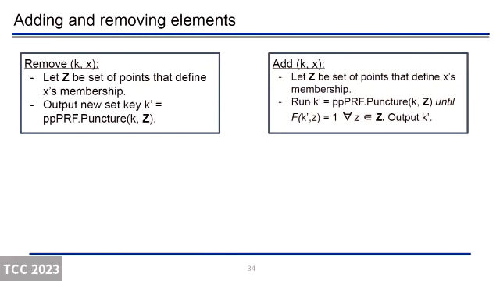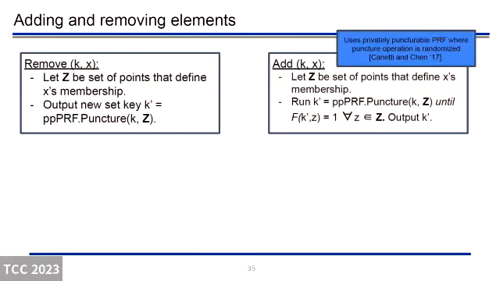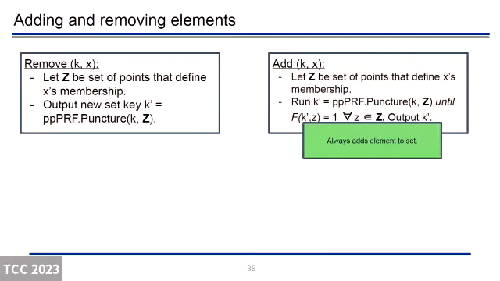Okay, and this sort of assumes that this privately punctured PRF puncture operation is re-randomizable, but Canetti and Chen show that this is possible from LWE. And so what we get again is that this add always adds elements to the set, albeit in potentially a large amount of time, expected square root of n of time. And in the paper, we show how to get this down to O of 1.